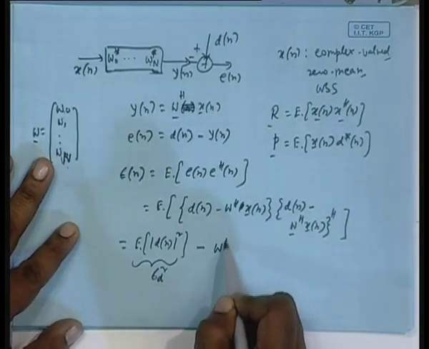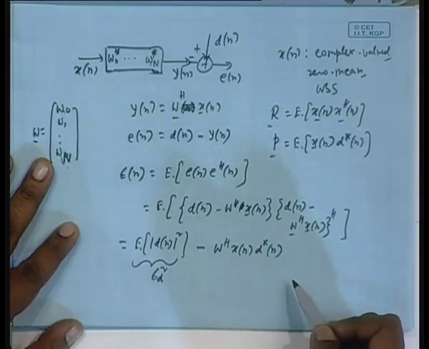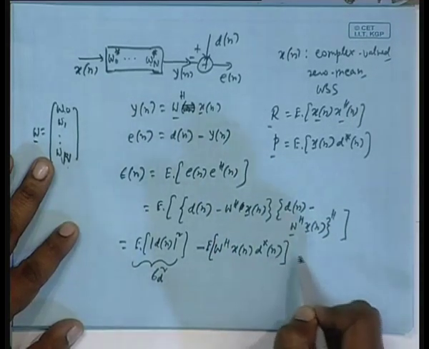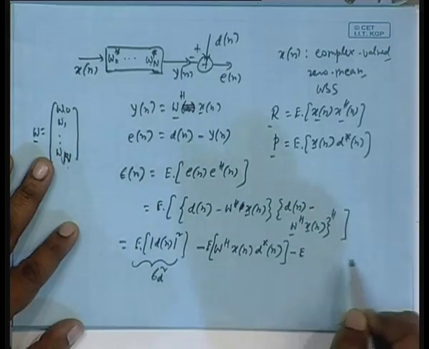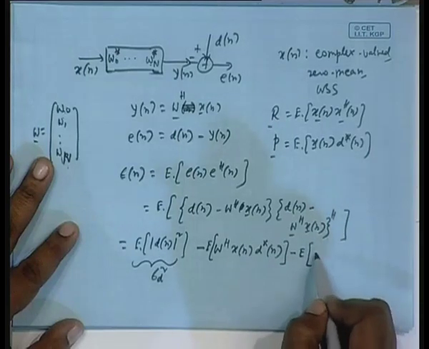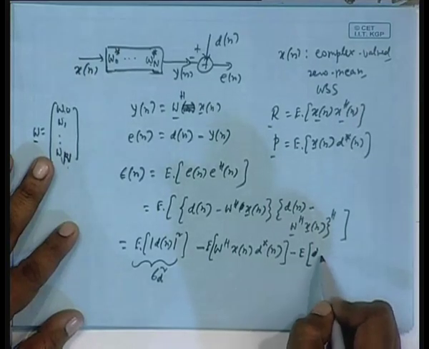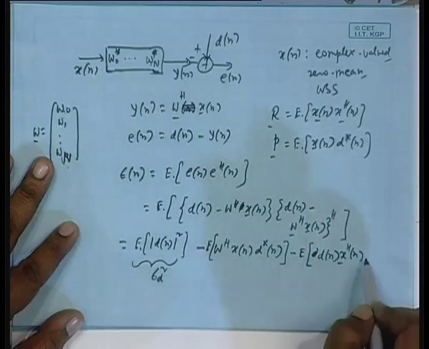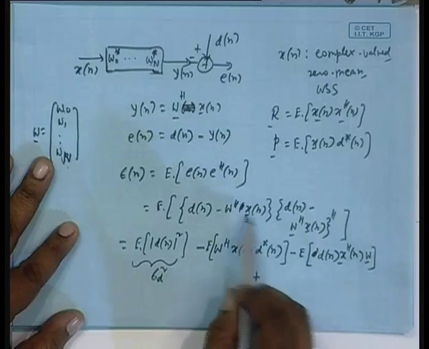Okay, W Hermitian xn d star n, E of that, minus E of dn xn Hermitian W, plus the other term.